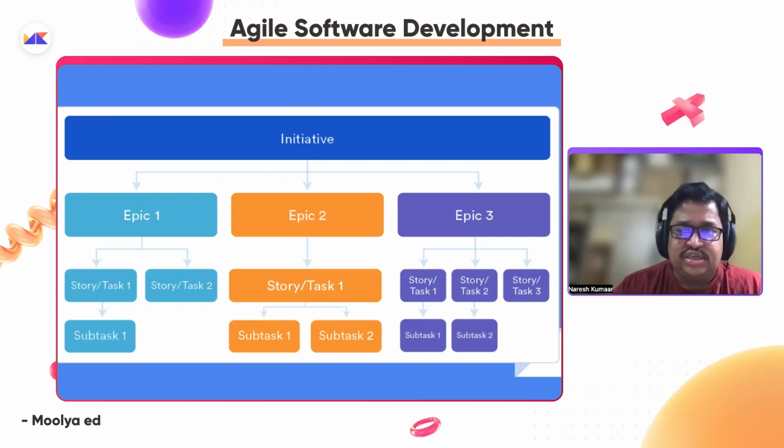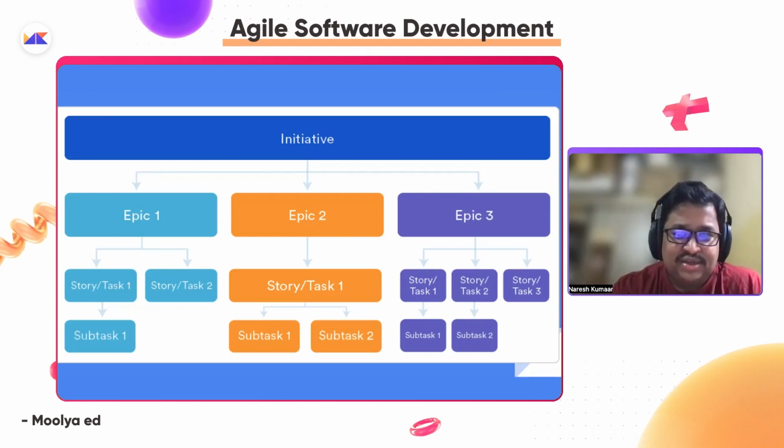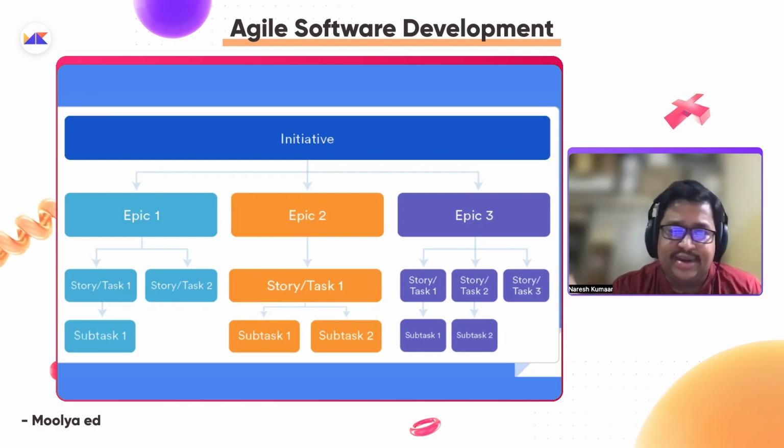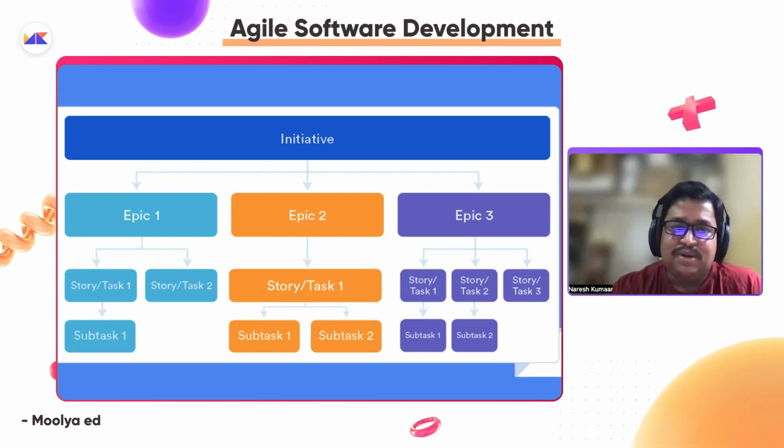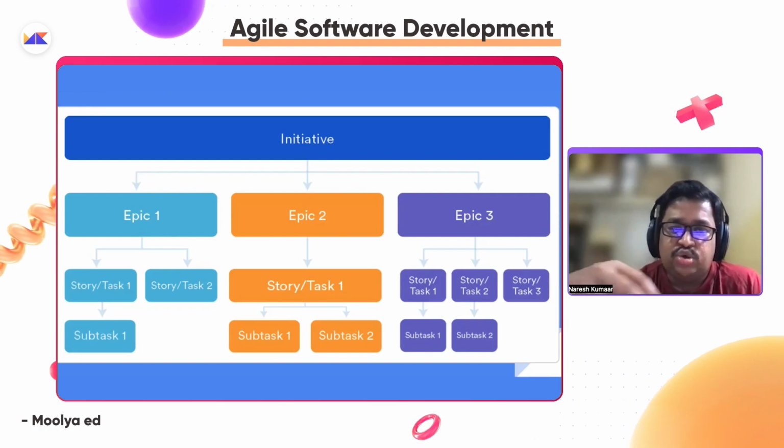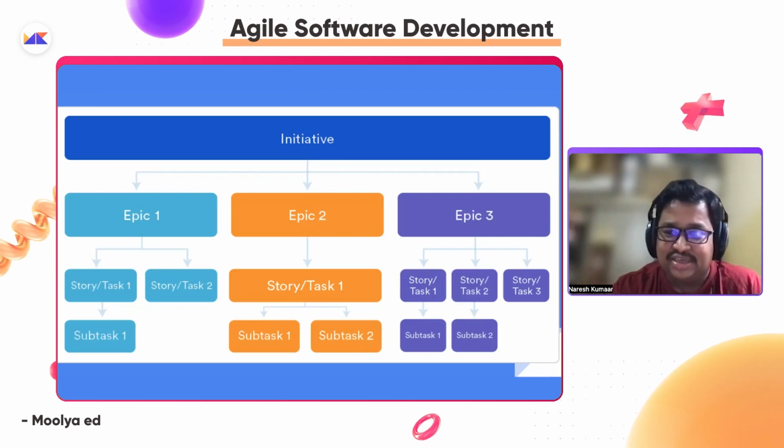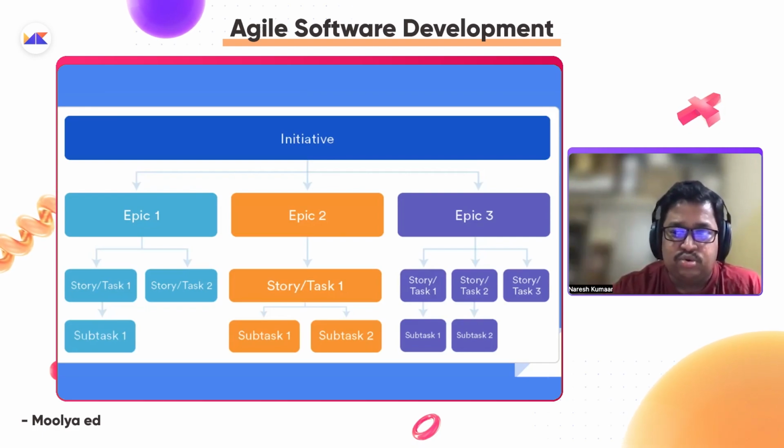So you want to achieve a particular product or a feature, and to achieve that, you're going to create one or multiple epics. Under these epics, you're going to have multiple user stories. Under these user stories, you may have multiple subtasks as well. It depends upon the team they're working on.